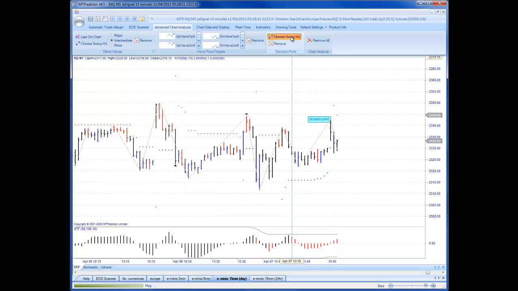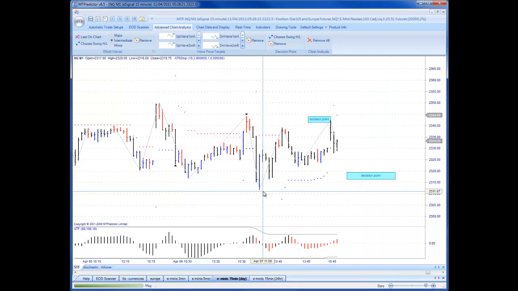Let's come back to this level here, and we can see we have one decision point down here at about 23.19. Now I'm just going to make a note of that, 23.19, because you'll see how that will help when I go back onto the 3-minute chart.